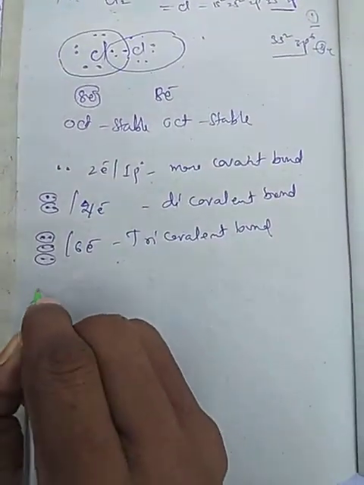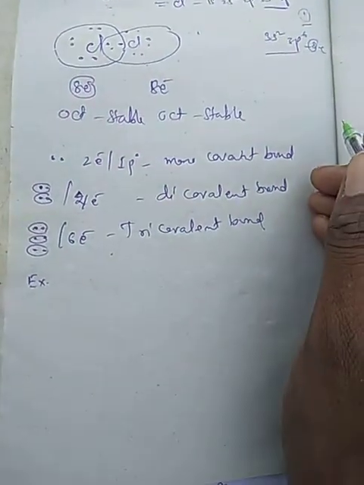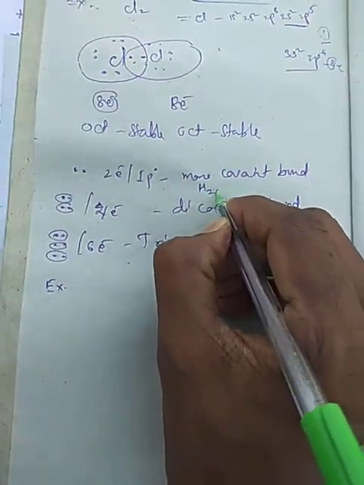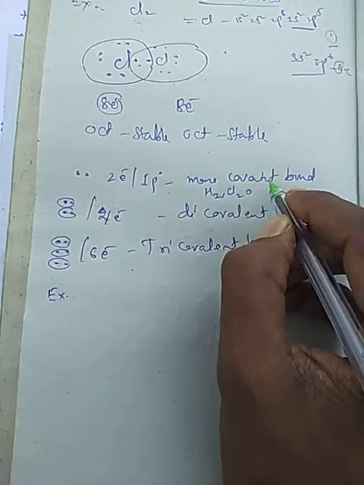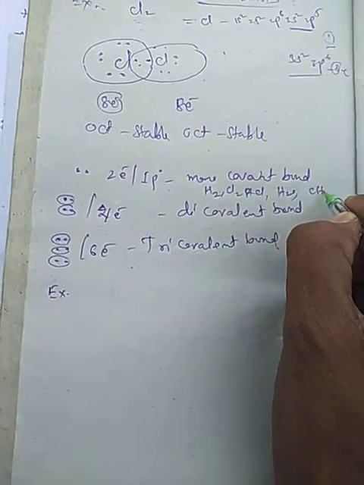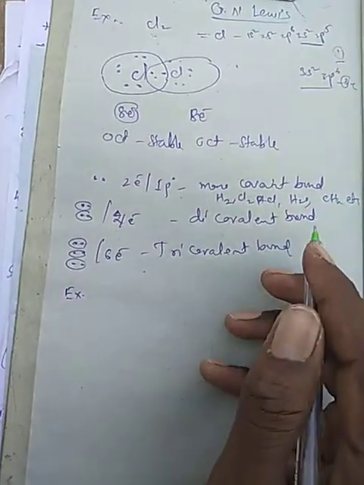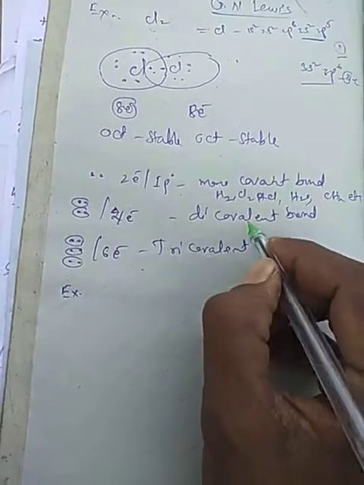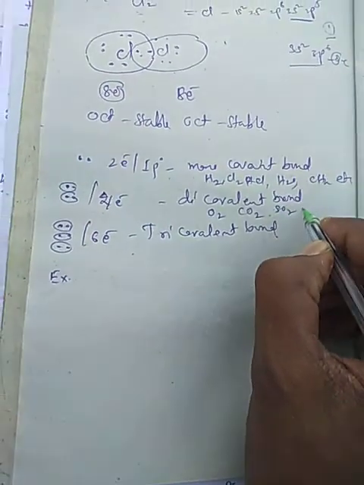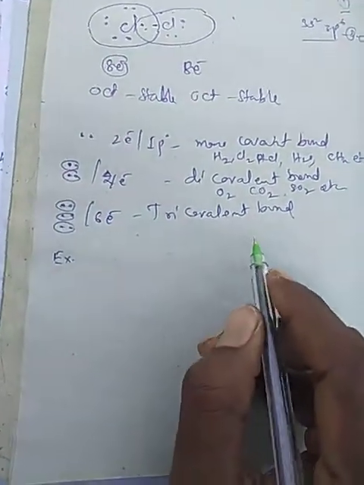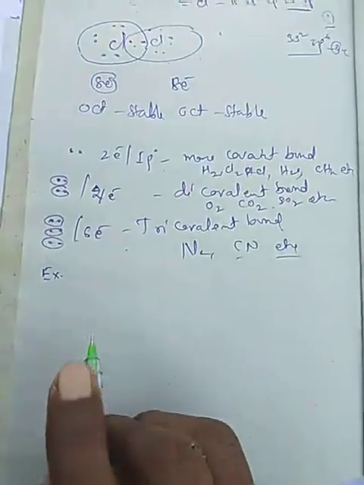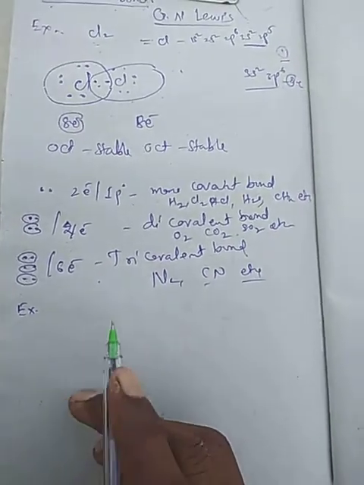Now examples of the monocovalent bond: H2, Cl2, next HCl, H2O and CH4, etc. Examples of the dicovalent bond: O2, CO2, SO2, etc. Now tricovalent bond examples: N2, CN and so on. These are the tricovalent bonds they form.